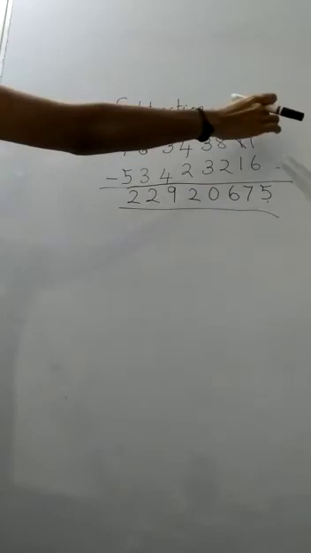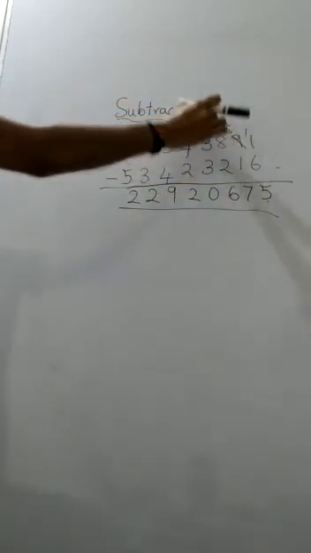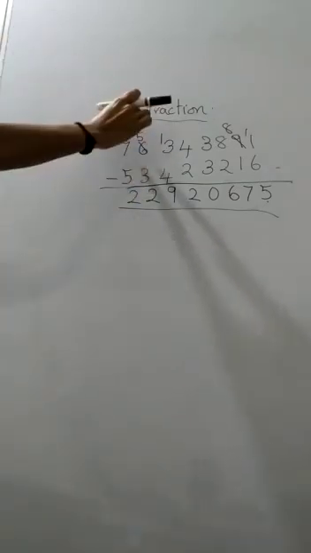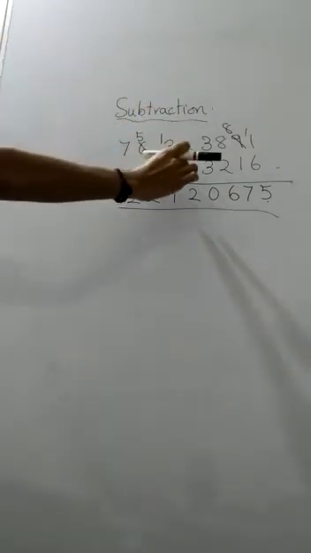So what we are doing, we are arranging them vertically. The ones, tens, all places should come in the same position, just in a straight line like this. Vertically we are arranging the numbers. Now let us do another example of subtraction.